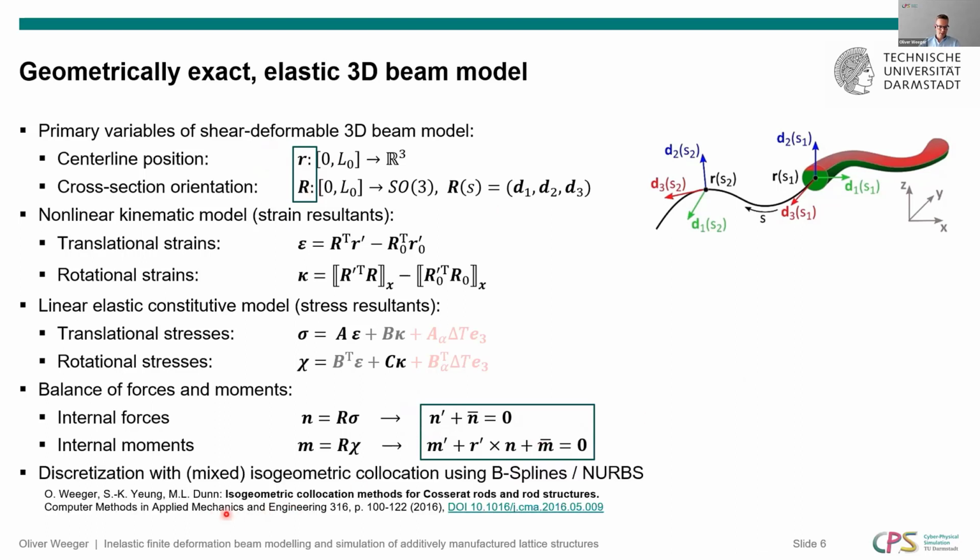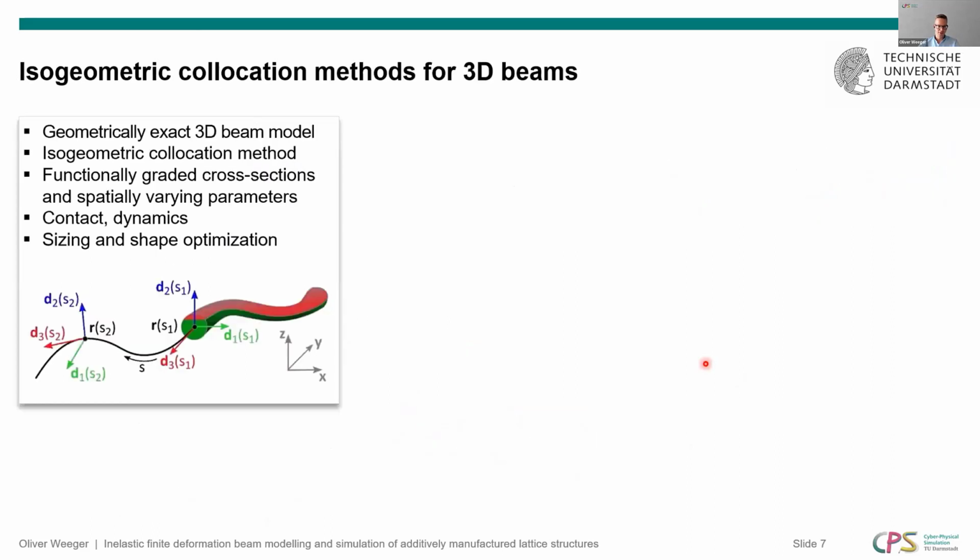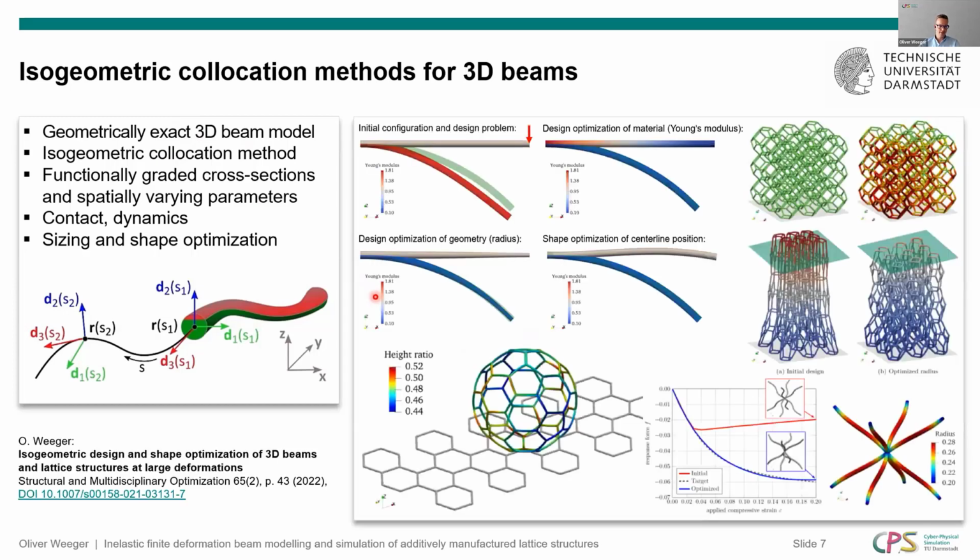So already many years ago, we developed a novel approach in order to solve these equations, a so-called isogeometric collocation method, which you can find more details about in this paper. That's also important for what I'm presenting today, how the method works. With this method we can simulate and model these three-dimensional beams. We can include functionally graded, laminate, and spatially varying cross sections. We can include also contact and dynamics in the simulation, and we can do all kinds of optimization, which you already saw in the 4D printing applications before.